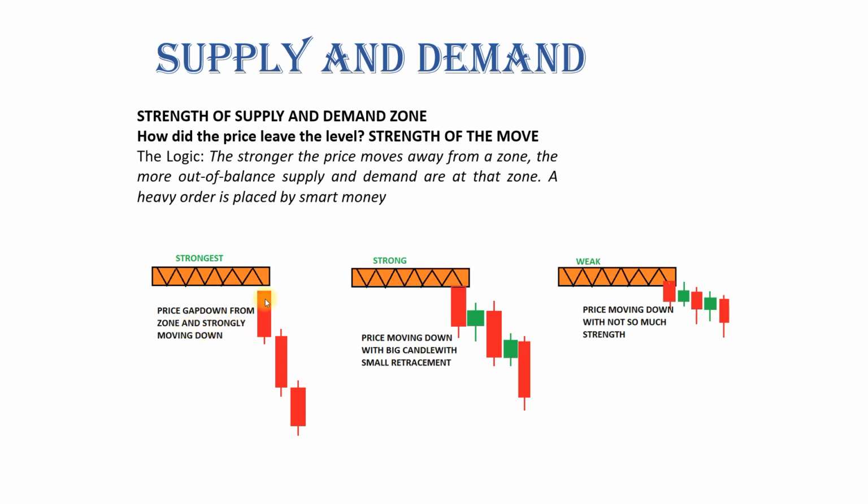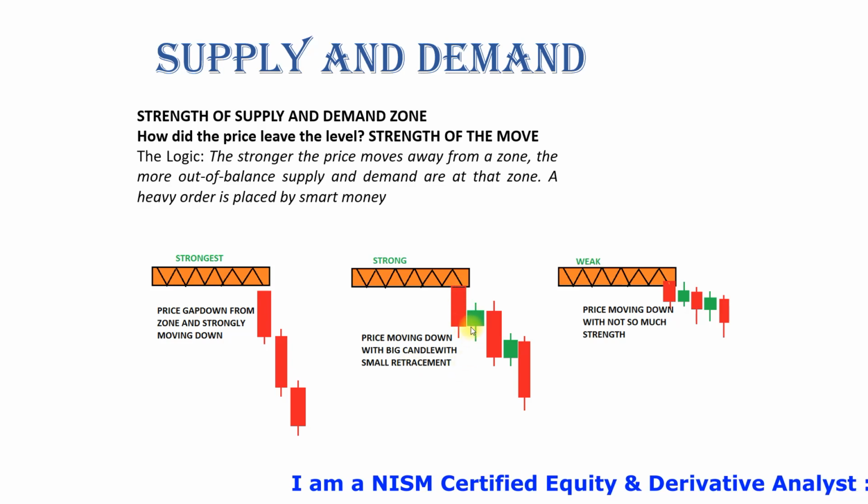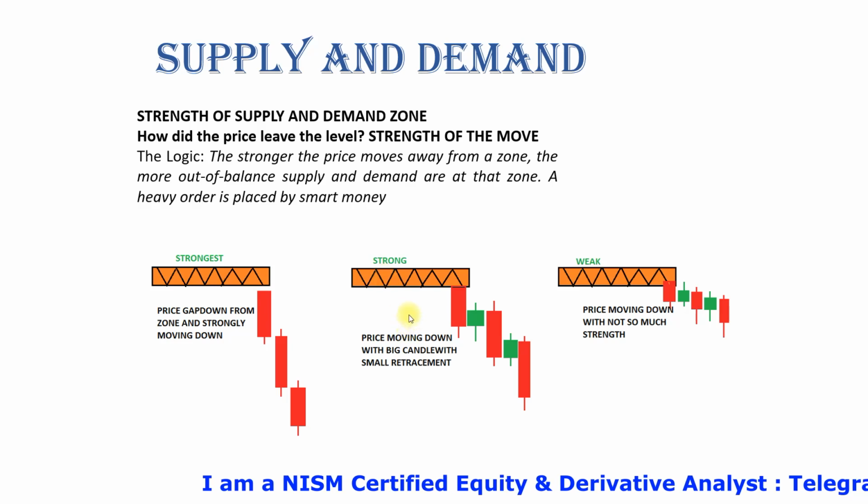We can see very big candles, that is red candles, moving from the resistance zone. So this is the strongest. And this is strong, this is weak. Why is this strong? It means the price is moving down with a big candle with small retracement. The retracement candle, you can see this green candle is very small. So this is a strong downfall.